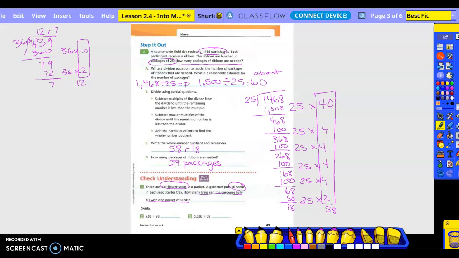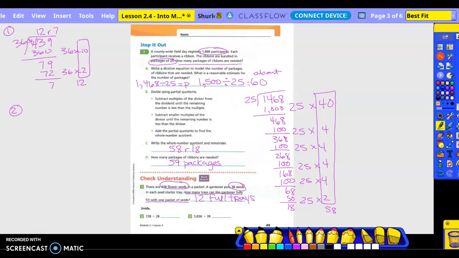12, remainder 7. So how many trays are completely full? 12, right? Because in this case, we have 7 left over, but they want to know how many trays are completely full. So all we're looking at is the quotient, right? So 12 full trays. All right, so this is number 1.